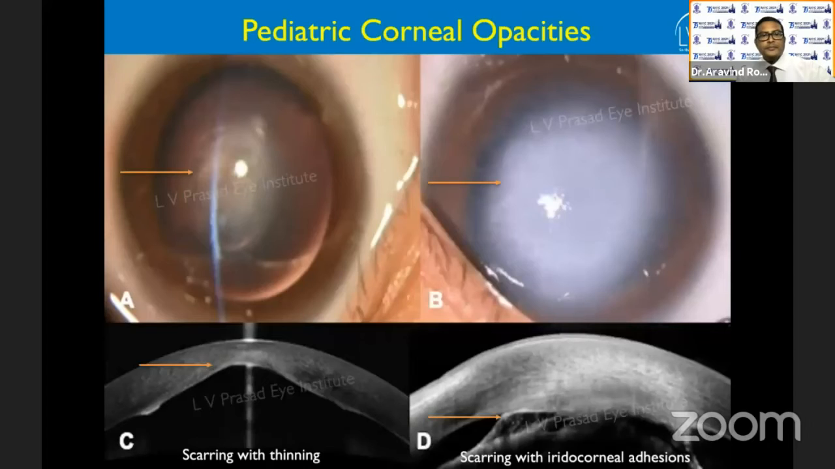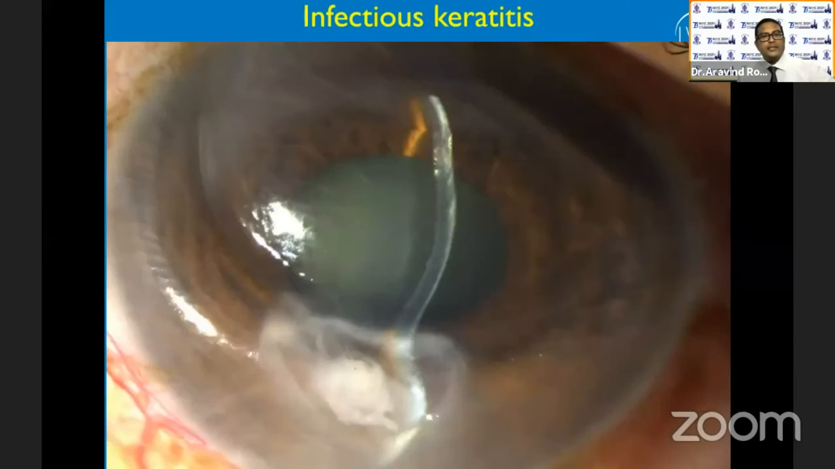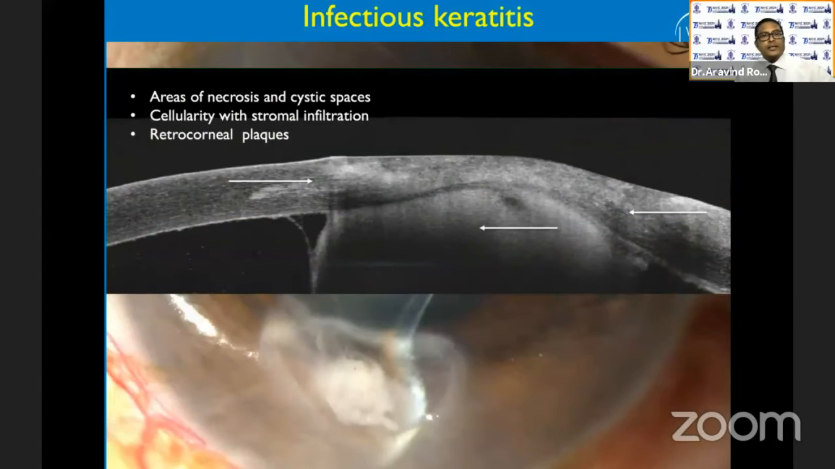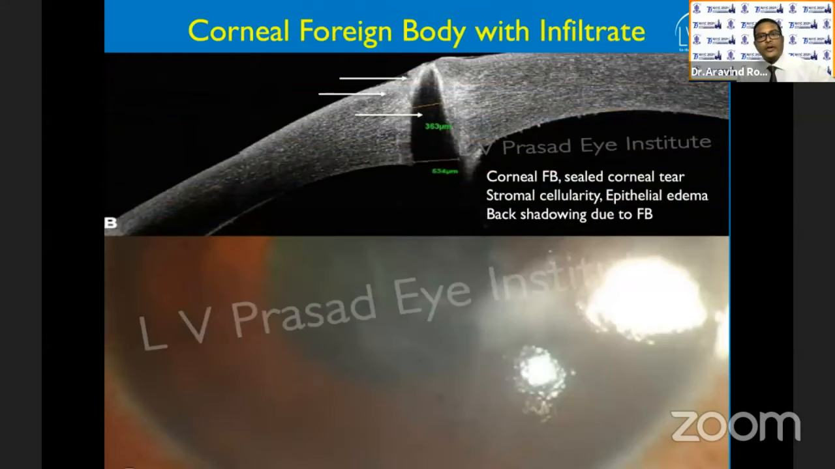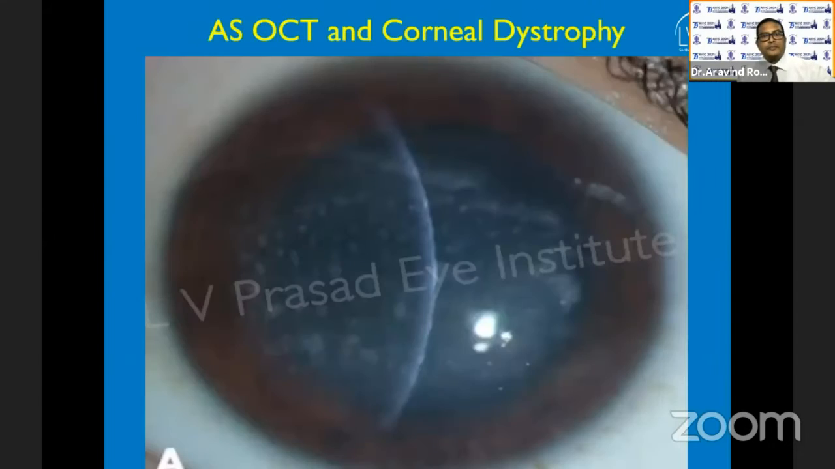In pediatric corneal opacities, the imaging of the anterior segment helps the surgeon plan for the surgery and show whether there is only a scarring or whether there is underlying scarring with iridocorneal adhesions. In corneal ulcers, there are areas of necrosis, cystic spaces, cellularity, stromal infiltration, and retrocorneal membranes. The corneal foreign body might show a distinct backshadowing, areas of sealed corneal tears, and stromal cellularity.